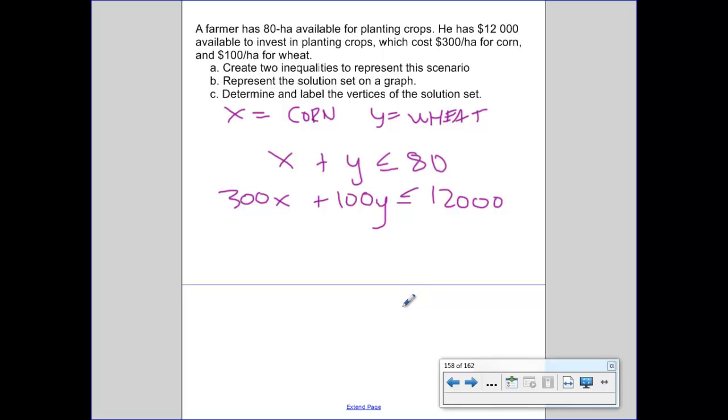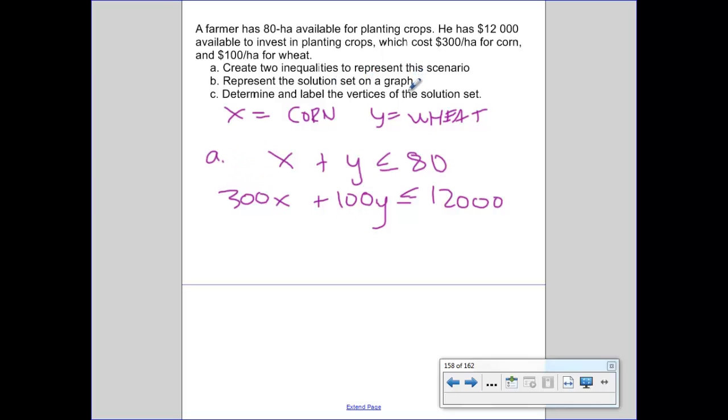That make sense so far? Wait, 300 is what? 300 is how much it costs to plant corn. 100 is how much it costs to plant wheat. And your upper limit is 12 grand because that's all the money you have at startup. That makes sense? Okay, so that's part A.